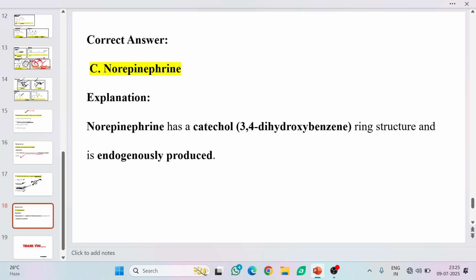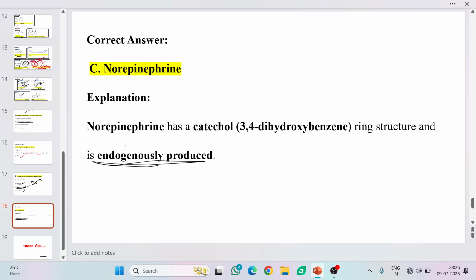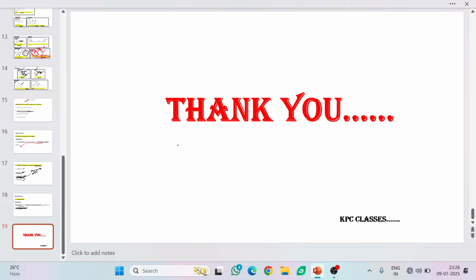Norepinephrine has a 3,4-dihydroxybenzene ring and they are the endogenous type of catecholamine. We already saw endogenous, exogenous. So they are mainly synthesized from L-tyrosine. So that's why they are the endogenous type of catecholamine. So this is all about the basics of adrenergic system, sympathetic system. Adrenergic or sympathetic system, both are same. So this is the basics of adrenergic or sympathetic system, their receptor, their basic structure, basic drugs, their biosynthesis, and about their chemistry.